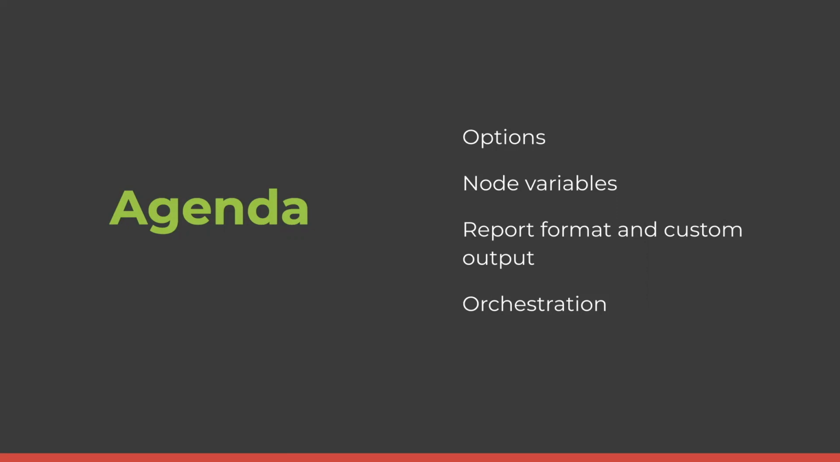I want to talk about node variables and using those variables within the job, and how to create better output for your users. So people who might not be familiar with the command line will want to have reports, etc., that are human readable instead of just standard output. And then finally, I'm going to go into a little bit about orchestration and how we can use logic to select the nodes where we're running it.